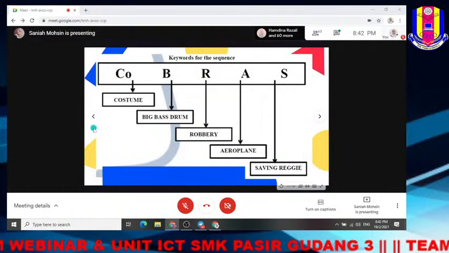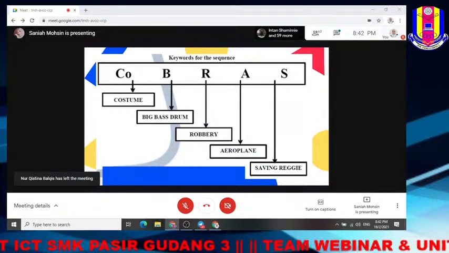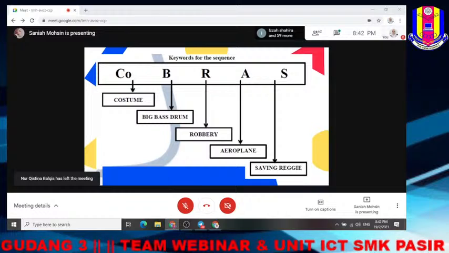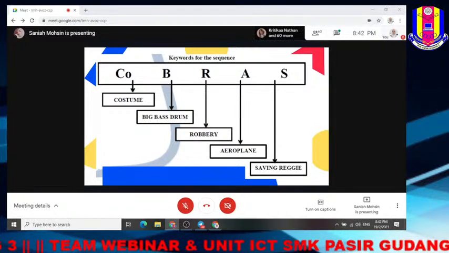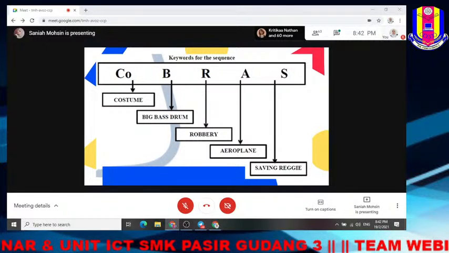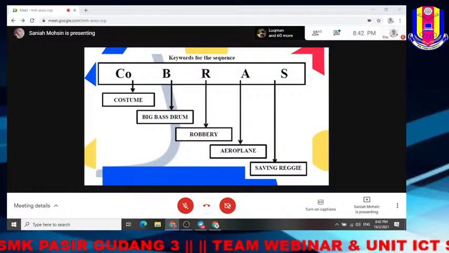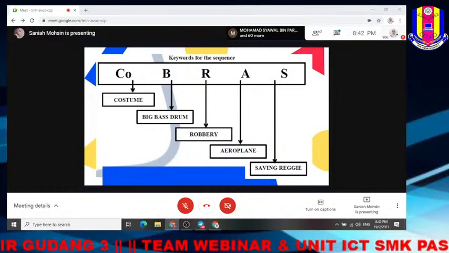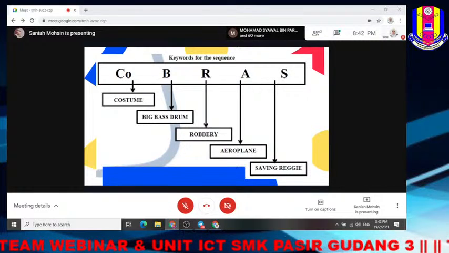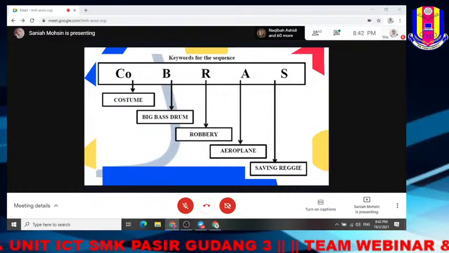So macam tadi, macam banyak sangat lah. Sometimes what happens during exam, you might get nervous. Alamak, ini adalah soalan terakhir. Macam tak ingat apa-apa. So just remember cobras. Cobra, ingat ular tu. Cobra, CO adalah costume. So kamu ingat costume, bass drum, robbery, aeroplane, saving Reggie. So guna je event yang mana sesuai berdasarkan soalan.